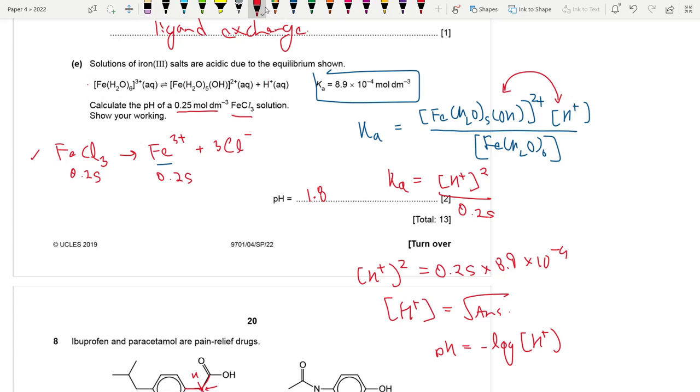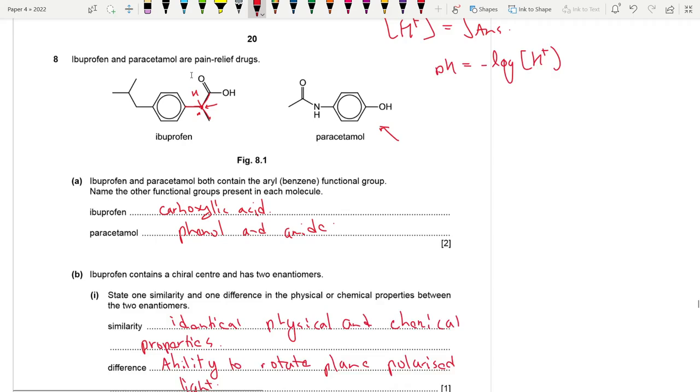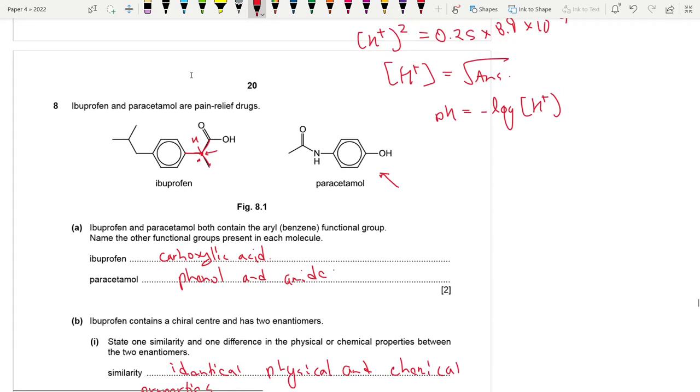Remember that. Next, we are dealing with the last one, ibuprofen and paracetamol. These are pain relief drugs. So what functional groups are present in each molecule?